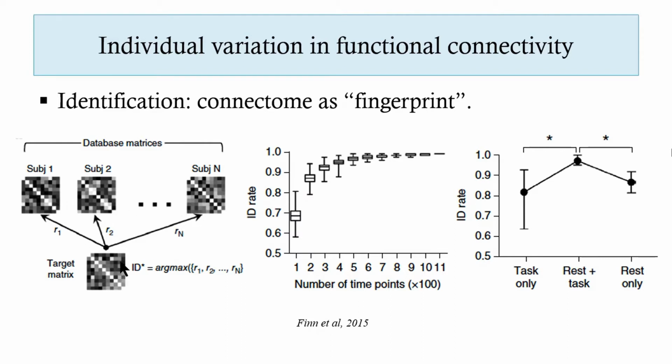And then for a specific subject, you can simply do a correlation and find the one that matches the best. That turns out to work pretty well, even though this analysis is very, very simple. And it works well, especially when the data are acquired for a relatively sustained amount of time, so you get a reliable functional connectivity matrix to begin with.